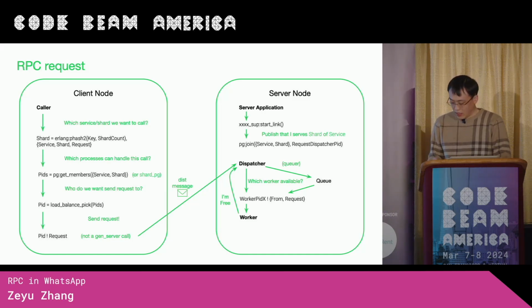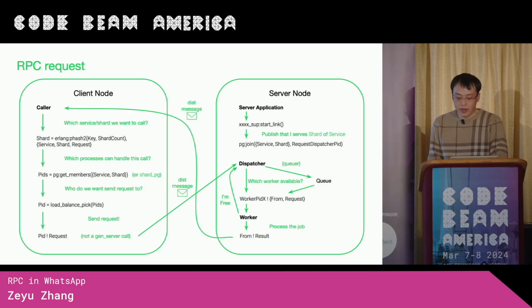So after the worker has processed the job, it will directly send the result to the caller through Erlang distribution. And in total, there are just 3 messages in an RPC request: one from caller to dispatcher, one from dispatcher to worker, and one from worker to caller. So that's it for the overview. And now I will discuss the steps in more detail.